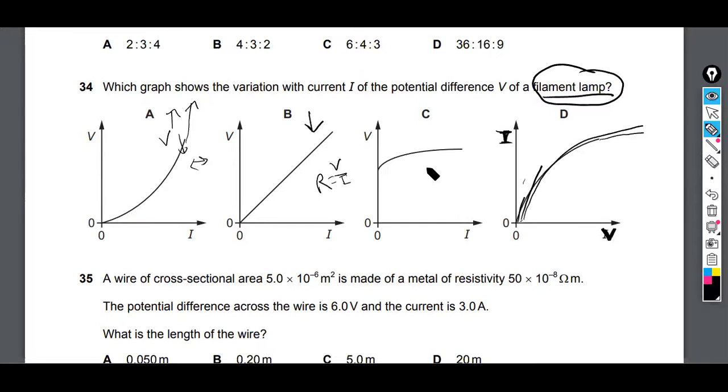It's the same thing if we were to just reverse these axes, then the curve would look like this. And so you'll see the IV characteristic of a filament lamp looks like this. Okay, that's the IV characteristic. It can go this way. All right. And so a filament lamp, again, is a non-ohmic component. It does not obey Ohm's law everywhere.